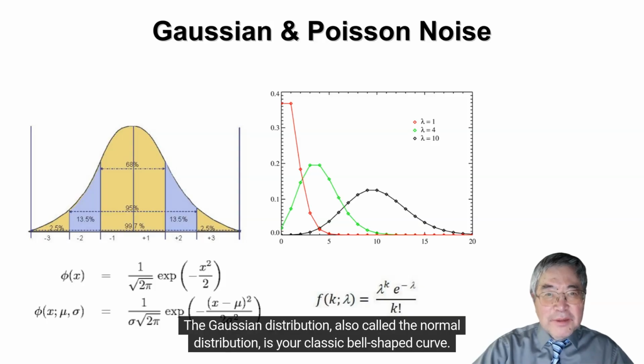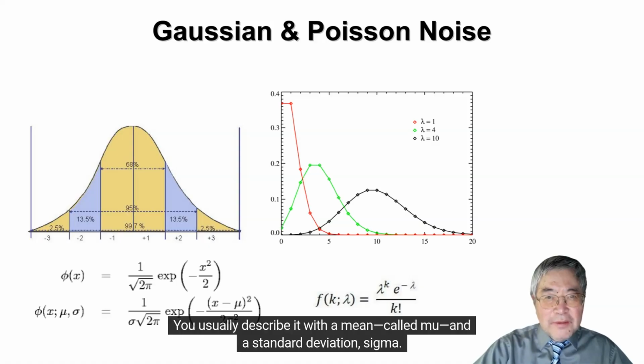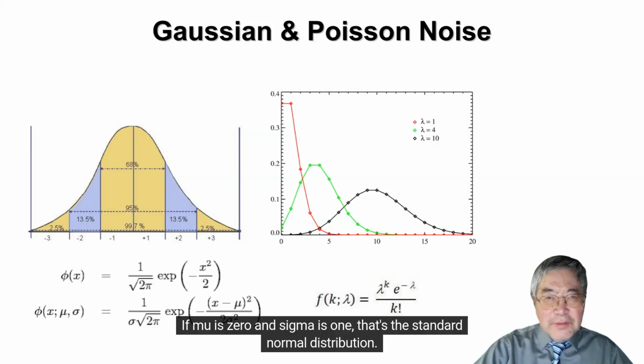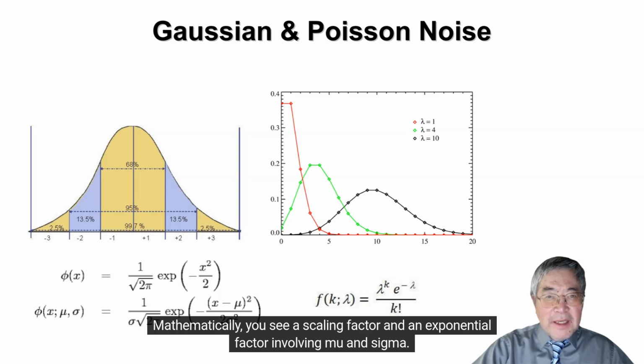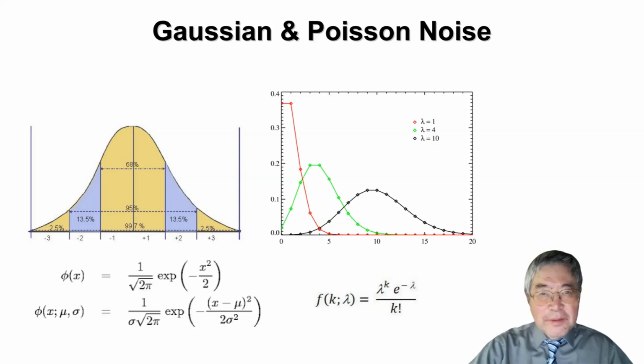The Gaussian distribution, also called the normal distribution, is your classic bell-shaped curve. You usually describe it with a mean, called mu, and a standard deviation, sigma. If mu is 0 and sigma is 1, that's the standard normal distribution. Mathematically, you see a scaling factor and an exponential factor involving mu and sigma. This type of distribution is used everywhere in engineering, noise measurement, estimation, and more.